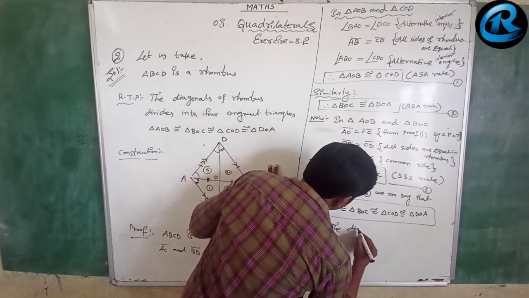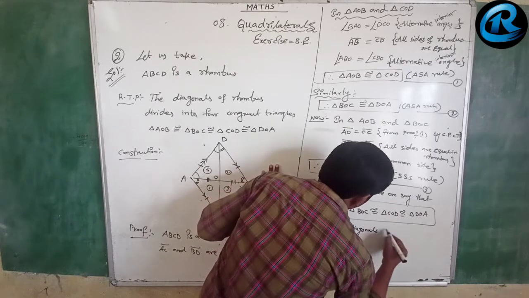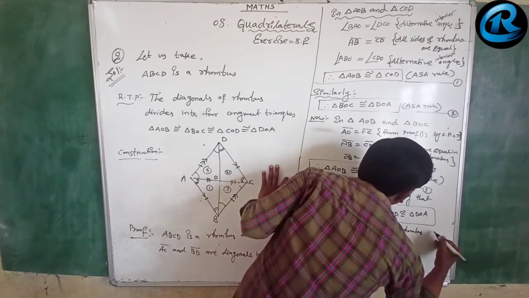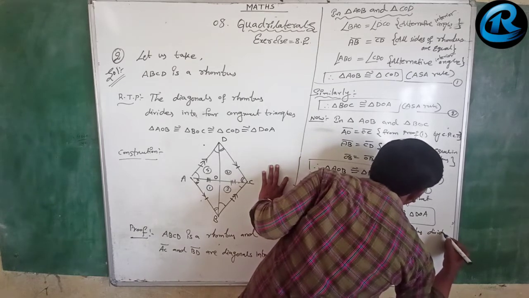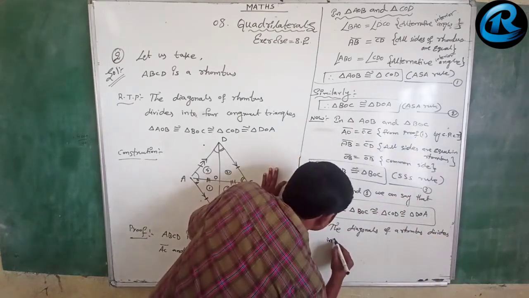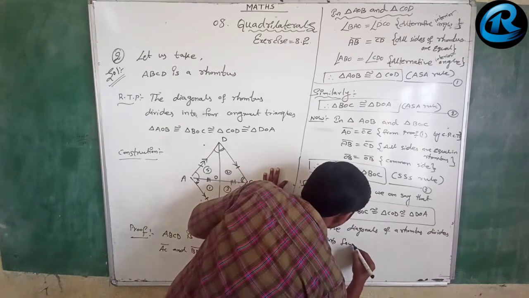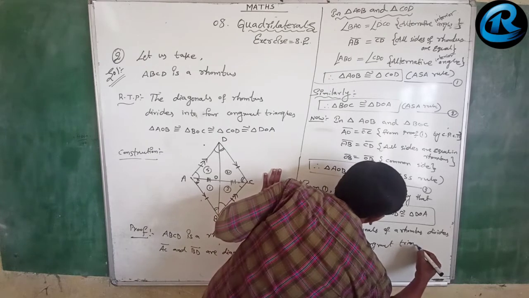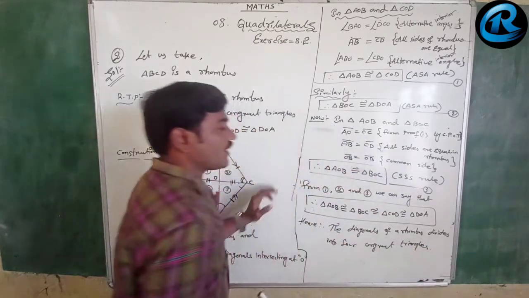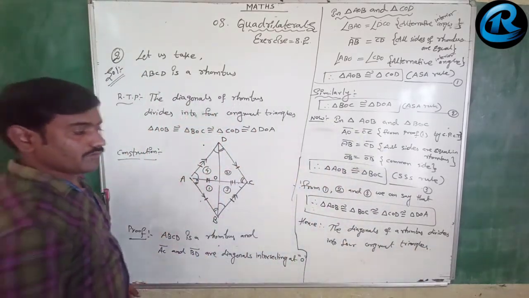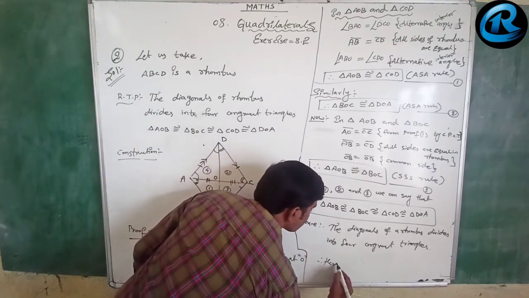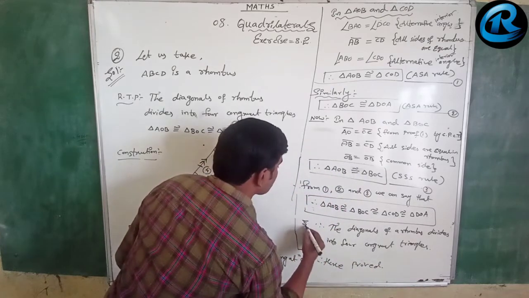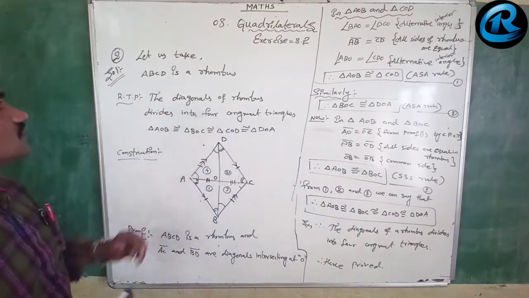Therefore, the diagonals of a rhombus divide it into four congruent triangles. Four congruent triangles. Hence proved. So this is the solution.